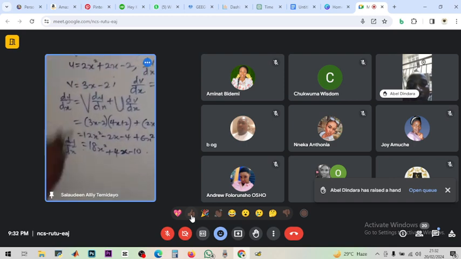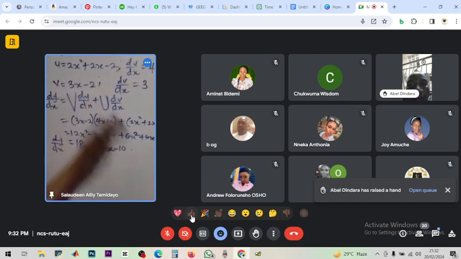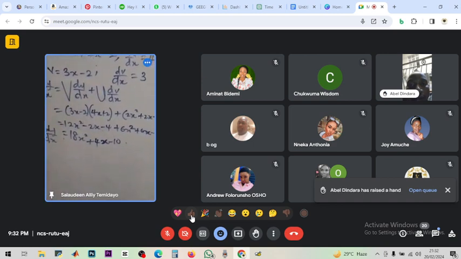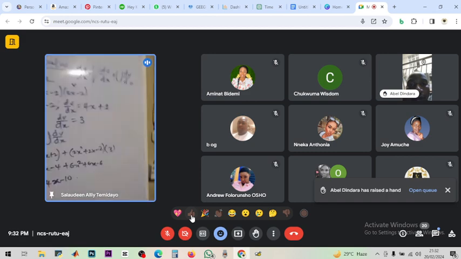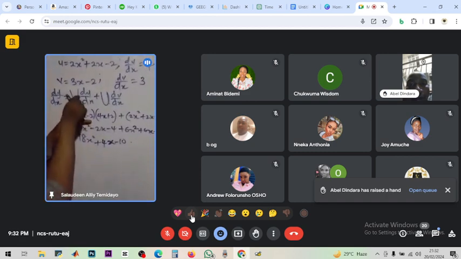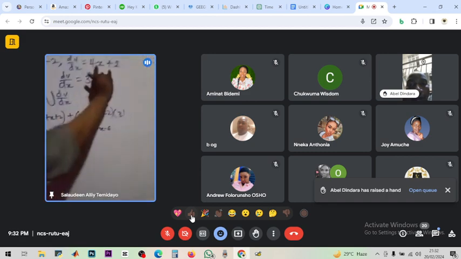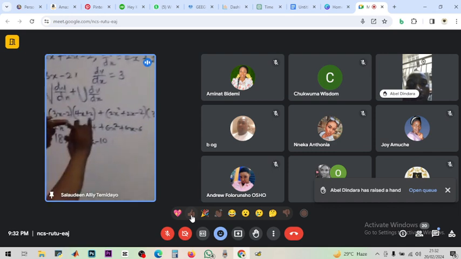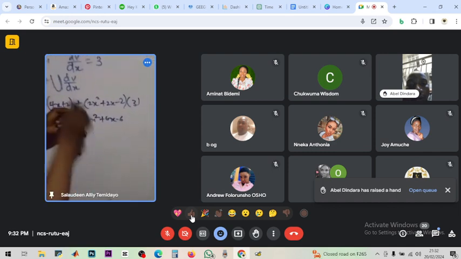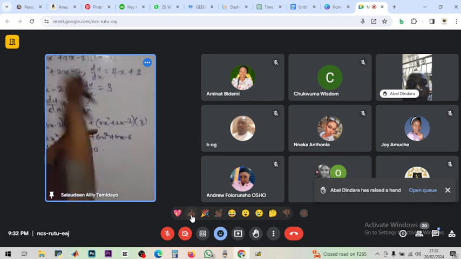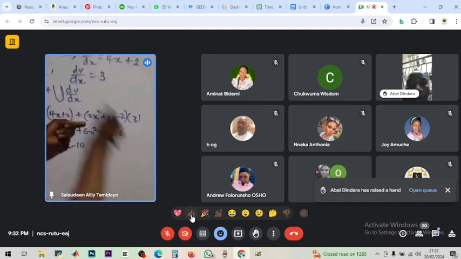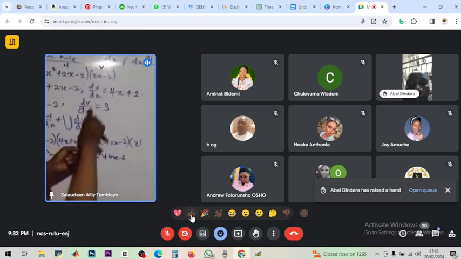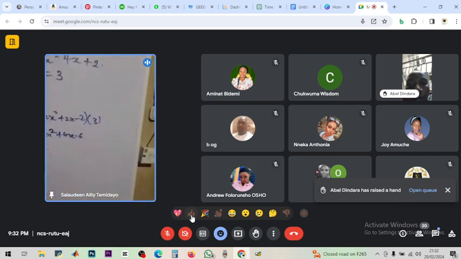Now write the formula: dy/dx equals v du/dx plus u dv/dx. Now, what is v? v is 3x minus 2. Write it here. Times, what is du/dx? du/dx is 4x plus 2. Write it here. Plus, what is u? u is 2x squared plus 2x minus 2. Write it here. Times, what is dv/dx? dv/dx is 3. Times 3.